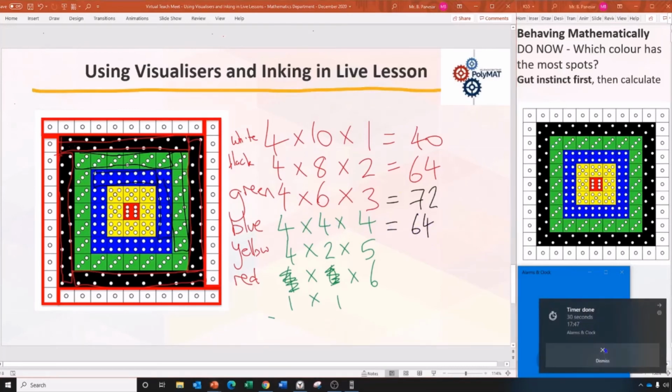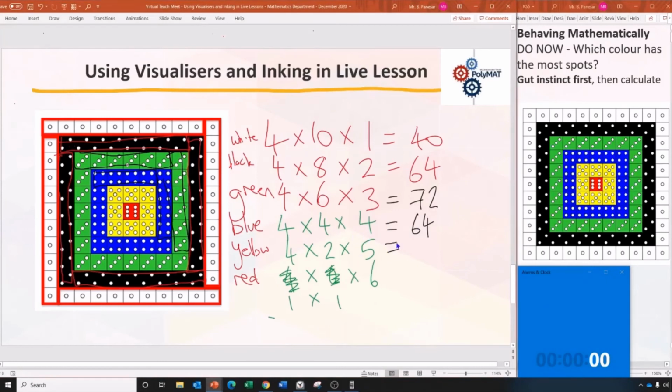My time has just gone. Let me just dismiss that. And the yellow one, I've got 4 strips and 2 squares with 5 spots, and that's going to give me an answer of 40. And the final one, you can just see it's just 6 spots. So here's all of the calculations that I've done, and the answer is this one here.